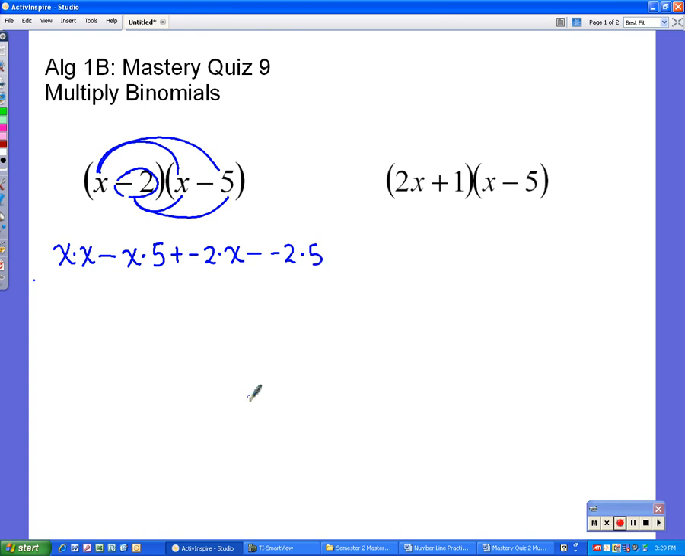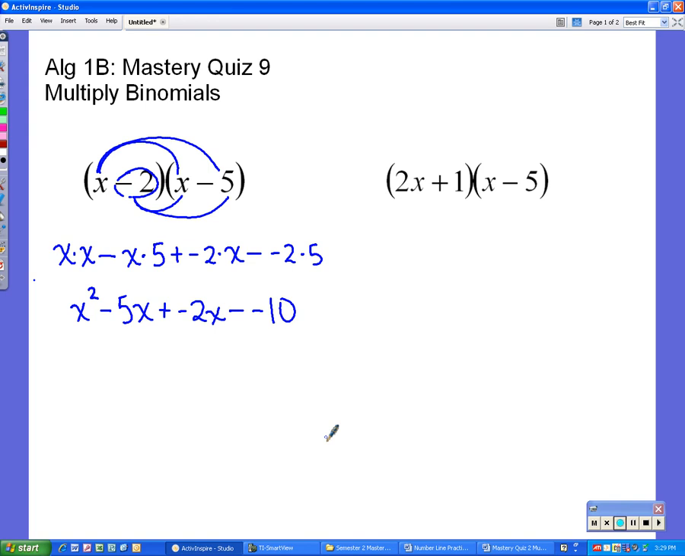Now, x times x we learned is x squared. Minus x times 5, well, we just write that 5x. It always looks nicer to write the number first than the letter second. Okay. We are going to add -2 times x, which is just -2x. And we are going to subtract -2 times 5, which is -10.